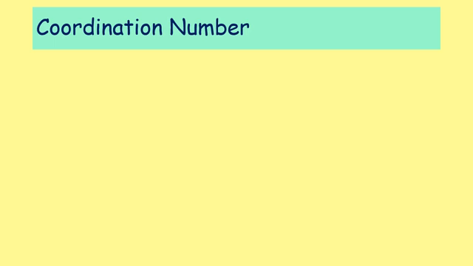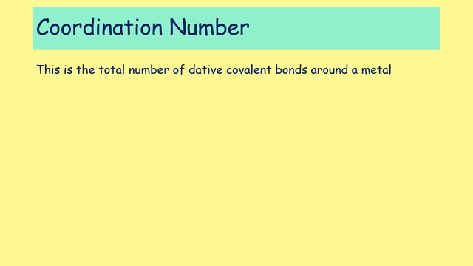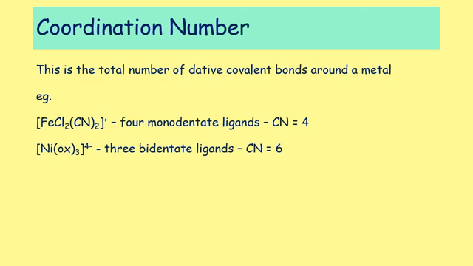Now, coordination number is related to denticity. Coordination number is a feature of the metal rather than the ligands though. It is the total number of dative covalent bonds around a metal. And you're usually going to be given a diagram of a transition metal complex and asked to work out the coordination number. It is literally a counting exercise. However, sometimes you may have to do it from a formula. And what you need to be able to do is work out what the denticity of each ligand is, then how many of each ligand there is to work out the coordination number.